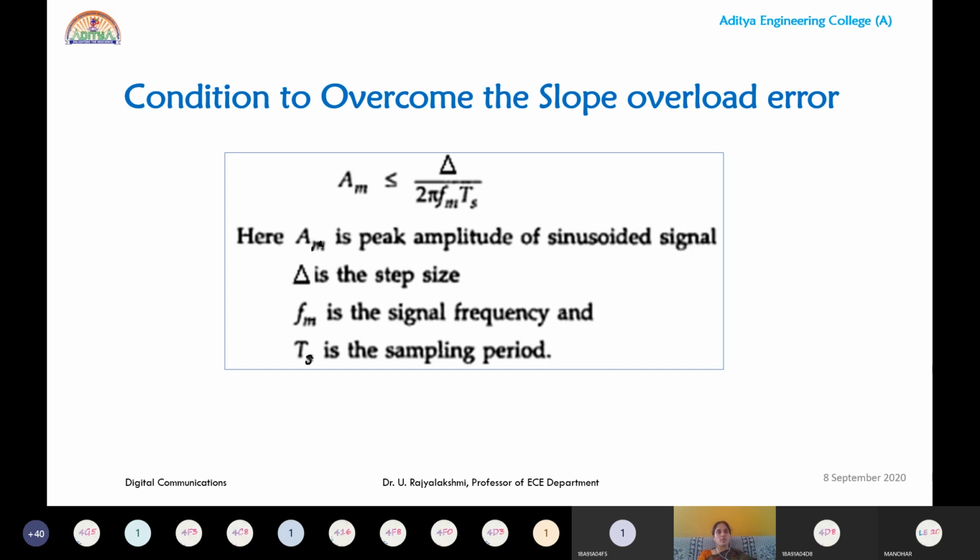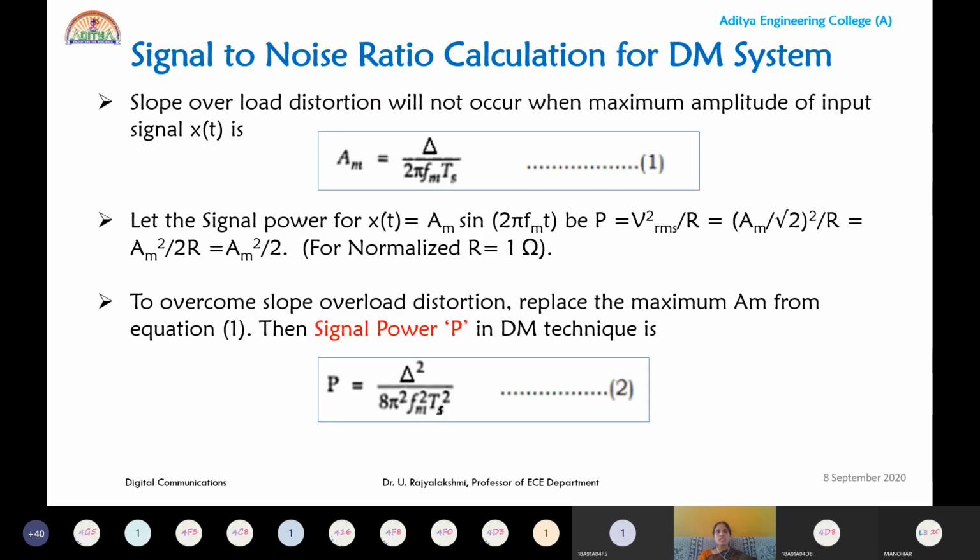So we can substitute the maximum amplitude of the message signal while evaluating the signal to noise ratio. Okay, so what is the next agenda? The next thing is to calculate the SNR with this magnitude. What is the maximum amplitude of the message signal? It is always less than or equal to delta by 2 pi fm Ts to overcome the slope overload distortion. Now, let us calculate the SNR for a DM system, or delta modulation system.